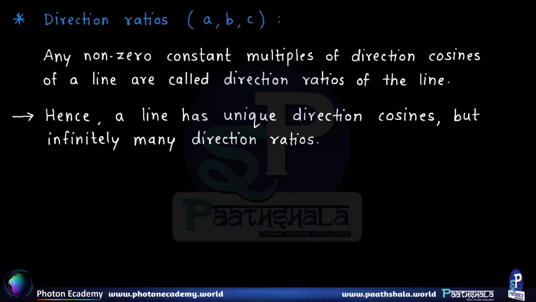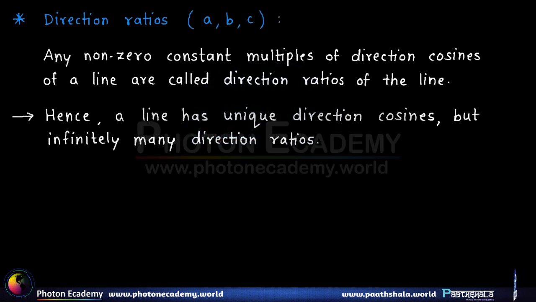Now let us go over to another very important term that is called direction ratios, which are typically denoted by the letters A, B and C. Now what are direction ratios? The definition is given here. Any non-zero constant multiples of direction cosines of a line are called direction ratios of that line.